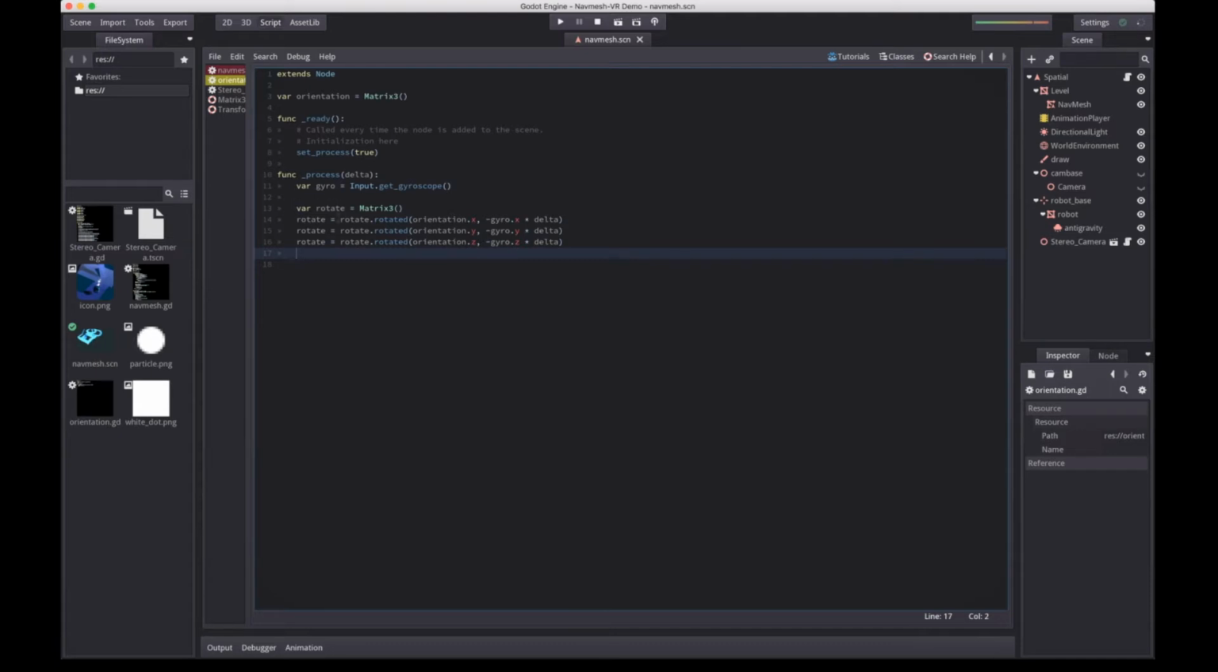Now this results in a rotation matrix that is only giving us the rotation difference between our last frame and right now. So as a next step, we need to rotate our orientation matrix with our new rotation. We do that simply by multiplying our rotation matrix with our previous orientation, and that gives us the new rotation of our device.